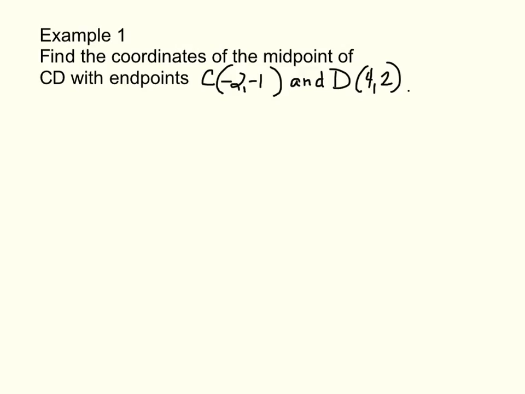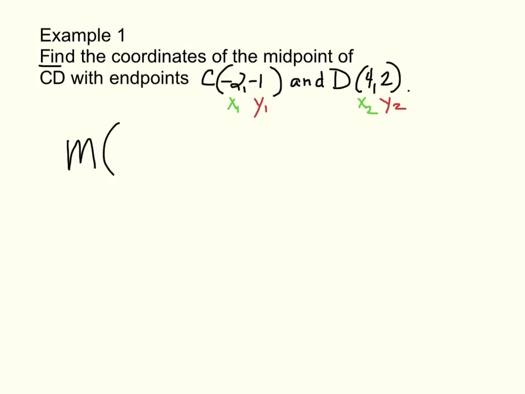Example 1. Find the coordinates of the midpoint of segment CD with endpoints C as (-2, -1), and D as (4, 2). Now, we can graph this. We don't need to. All you have to do is plug this into your formula. Here's your x value. Here's your other x value. Here's one of your y values and your other y value. It does not matter which one you let be what. All you do is plug them in. You find the average.